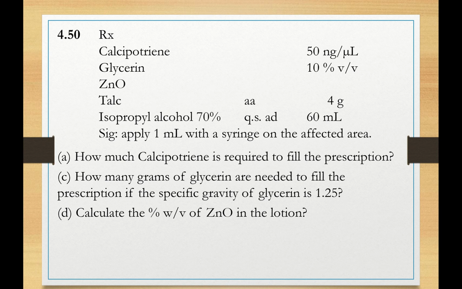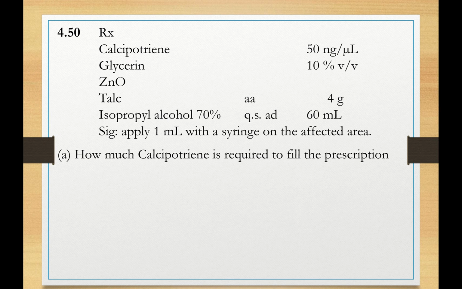Let's start with the 4.50. It contains calcipotriene. It's a lotion, and it is used for psoriatic patients. The first question is asking you to calculate the amount of calcipotriene needed to fill the prescription. Then C is asking you to calculate the grams of glycerin contained in this prescription. And D is asking you to calculate the concentration of zinc oxide in the lotion. So let's start with A.